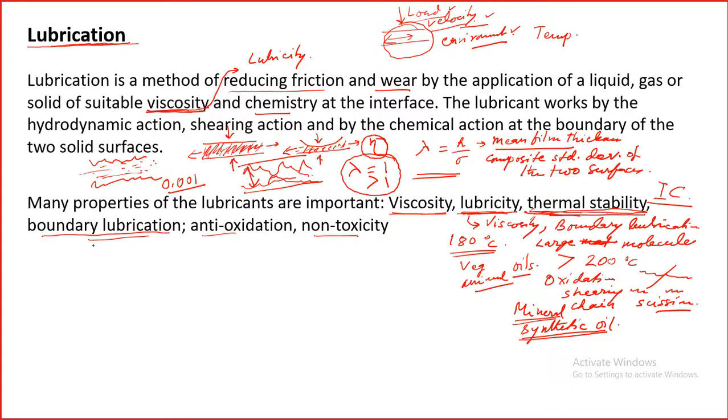Boundary lubrication is a property of the lubricant by which it forms some layers. So for example, if these are the two solids and we have liquid here, this liquid is not just working because of the viscosity, but this liquid also is very active and it forms some layer here. And these kinds of reactions are very complex, and it is not even very clear how this kind of reaction takes place.